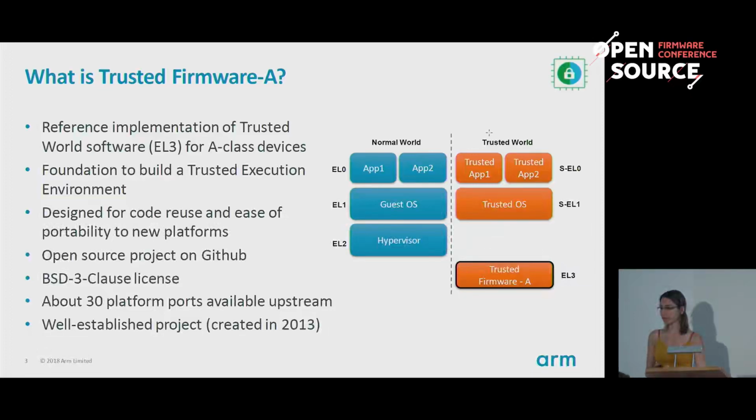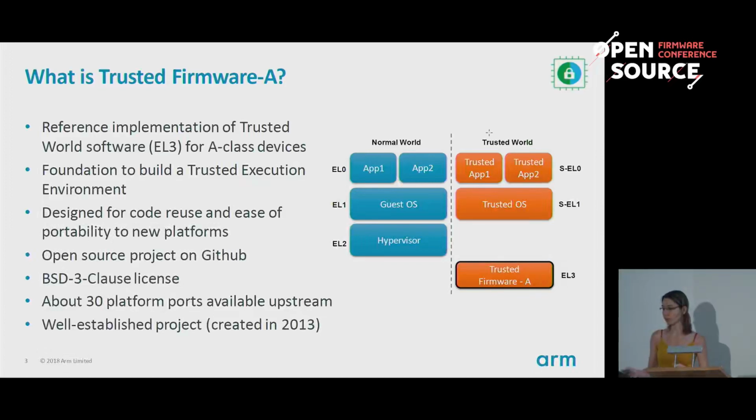This is showing a device that would have the TrustZone technology, where the world is divided into two parts. You've got the normal world on the left, which is running all your normal applications, your operating system like Linux, and potentially your hypervisor. And on the other side, you have the trusted world, where you run all your secure payloads. So you might have some trusted applications running on top of a trusted OS.